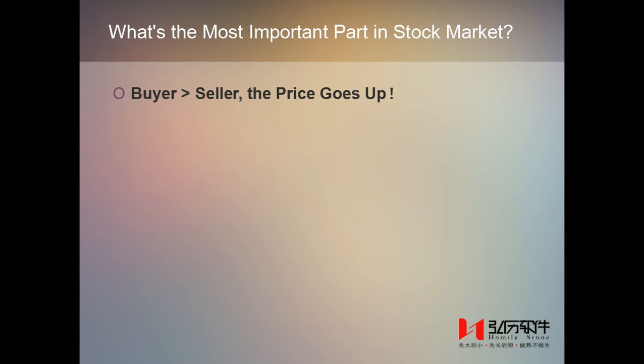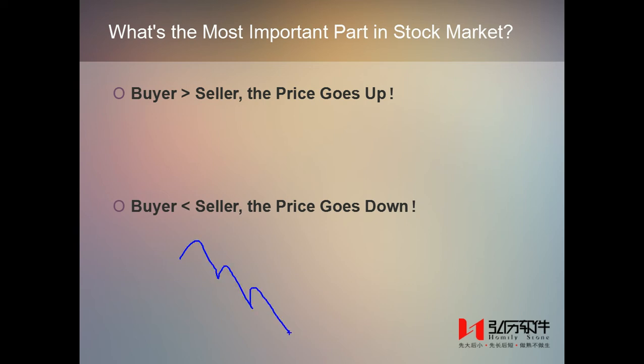And then the next condition: when the buyer is weaker than the seller, the price goes down. For example, the price drops down, and many people want to sell this stock, right? Then the price drops down. So the buyer and seller, their power is different from each other. This is a very important part in the stock market.